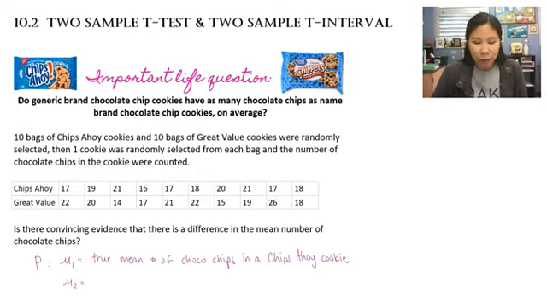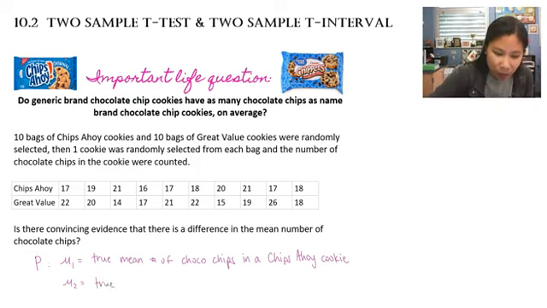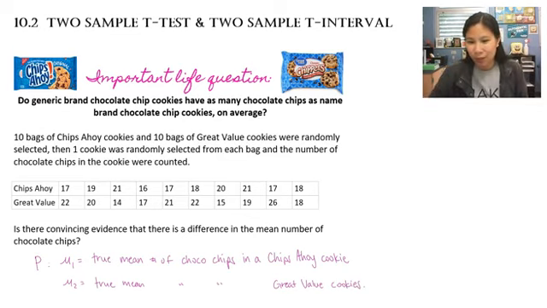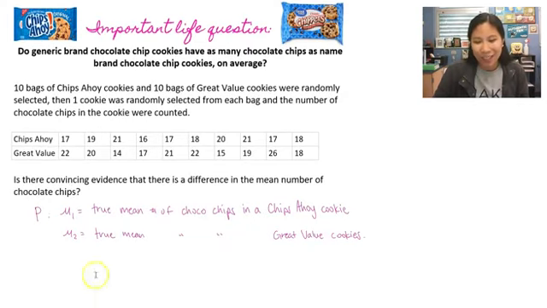So mu1 is going to be the true mean number of chocolate chips in a Chips Ahoy cookie. Then mu2 is going to be the true mean number of chocolate chips in a Great Value cookie. I tried to look up pictures of the actual cookies. Apparently Great Value cookies are called Chippers instead of Chips Ahoy. Not the same name. All right, so we have our parameters stated. This is what we're trying to find, the difference between these two.